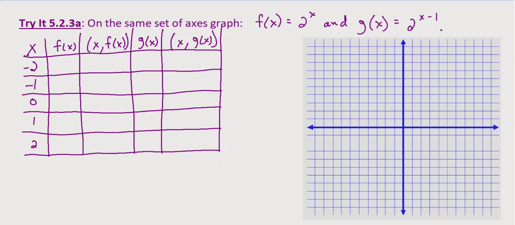So in this problem, we're looking at graphing two exponential functions, looking for a pattern of what subtracting or adding to the variable that is the exponent does to the graph. So we're given f of x equals 2 to the x, an exponential function, and g of x equals 2 to the x minus 1. So we're subtracting 1 from the variable.